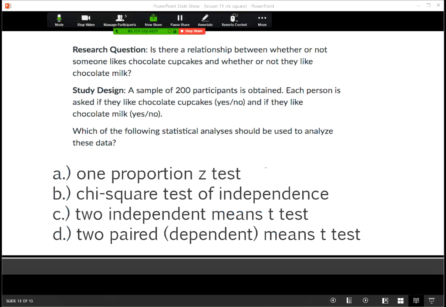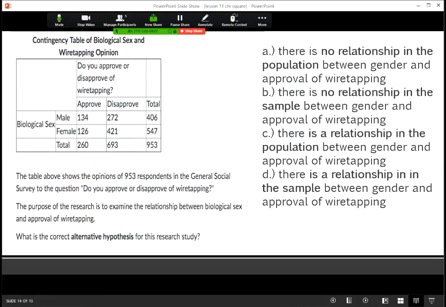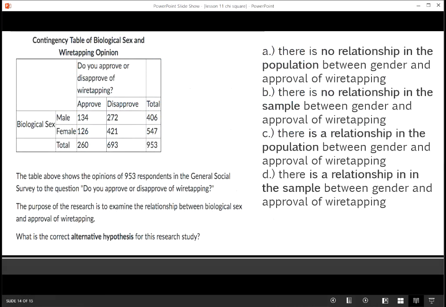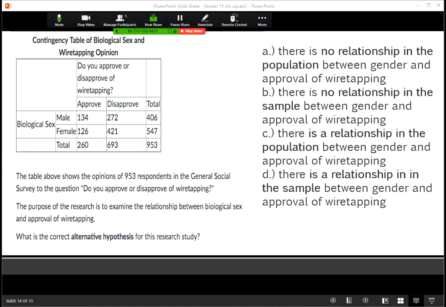All right, one more. So the table above shows the opinions of 953 respondents in the general social survey to the question, do you approve or disapprove of wiretapping? The purpose of the research is to examine the relationship between biological sex and the approval of wiretapping. What is the correct alternative hypothesis for this research study? So another practice in writing an alternative hypothesis. So try this one out and then we'll go over it together.